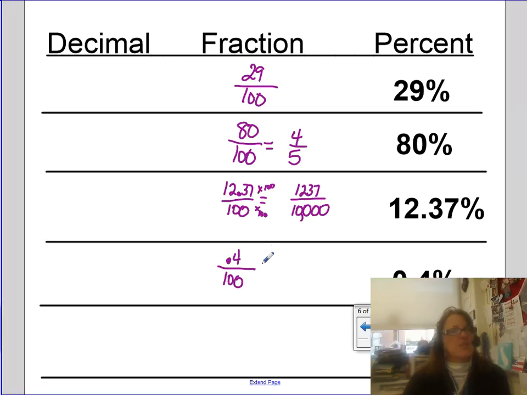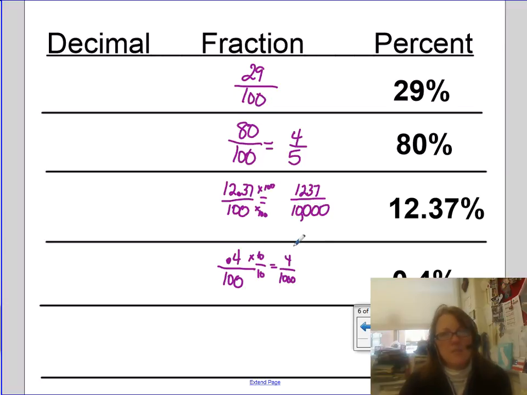Yeah, it's not good to leave it this way. We don't like decimals in either our numerator or denominator. I really want an integer there. So I'm going to multiply by 10 over 10, because 10 over 10 is 1. I'm doing the same thing to the top as I am to the bottom. And I get 4 over now 1,000.